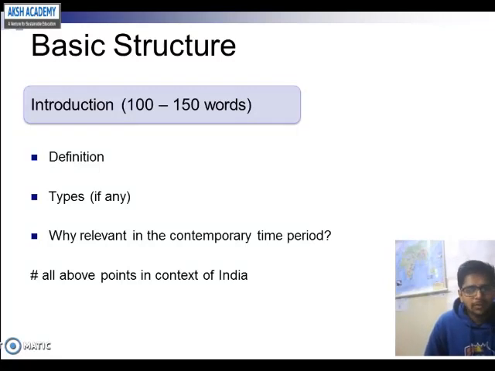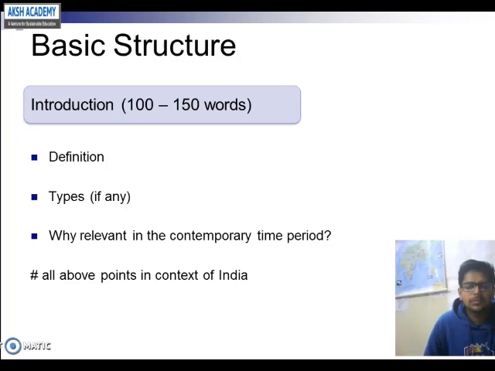So now let us have a look at the basic structure of the essay, how an essay should be framed. The most important and the first part of the essay is its introduction. And it generally contains three things. First is the definition, second types if any, and third, why it is relevant in the contemporary time period. That means why you are writing your essay on this topic in the present situation.